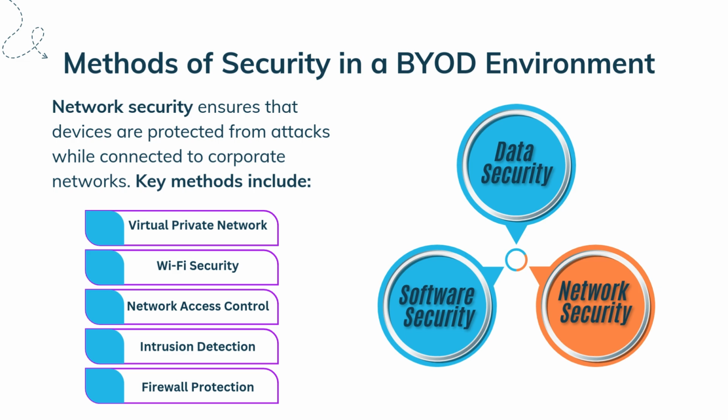Network access control restricts which devices can access the network, only allowing those that meet the standards. Intrusion detection systems monitor network traffic for any suspicious activity or attempts to breach the system. And firewalls are used on devices and at network entry points to block unauthorized access and protect against threats.